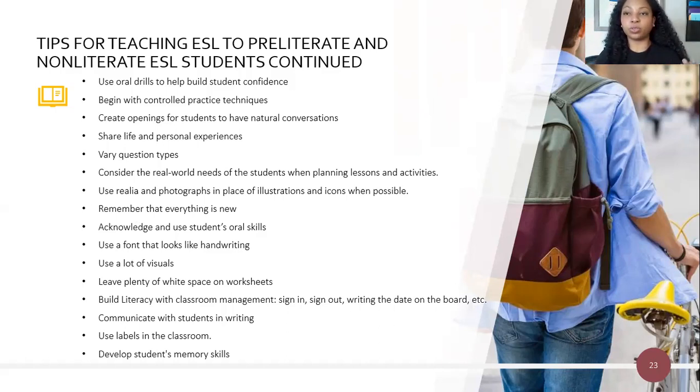And also, you can use your classroom to build literacy. So you can do it with class management. So having your students sign in and out, having them volunteer to write the date on the board. You can communicate with your students in writing or label things in the classroom.